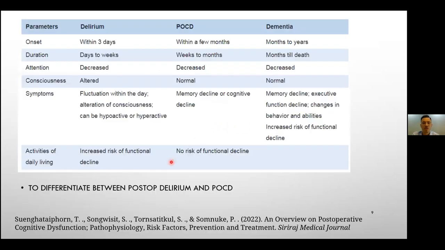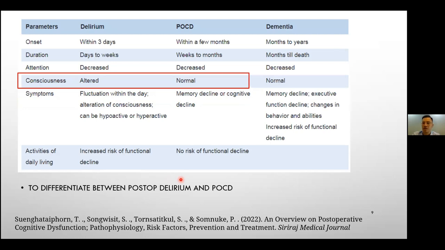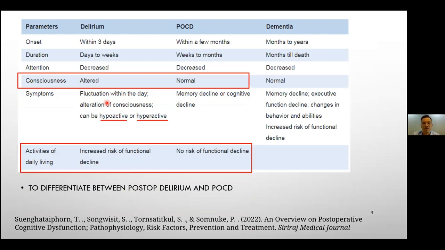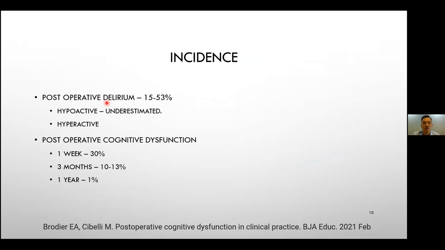To differentiate between post-op delirium and post-op cognitive dysfunction: delirium patients have altered consciousness, while patients with post-op cognitive dysfunction have normal consciousness. Delirium has a shorter course and fluctuates within days, manifesting as either hypoactive or hyperactive. There is also increased risk of functional decline in delirium patients, but normal function in patients with post-op cognitive dysfunction. The incidence of post-op delirium can be as high as 50%, with the majority of hypoactive cases underestimated.